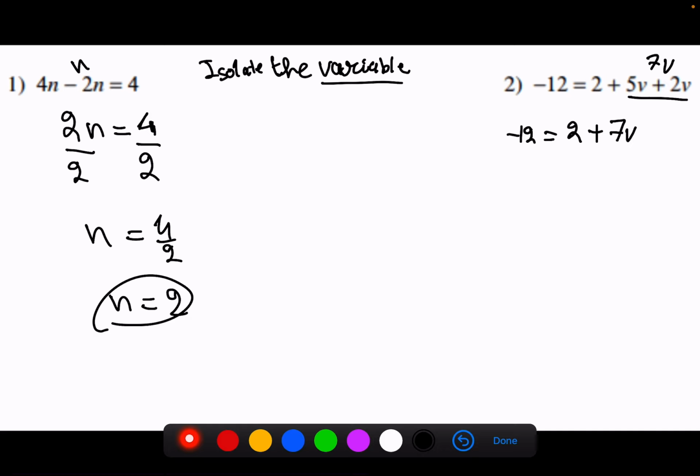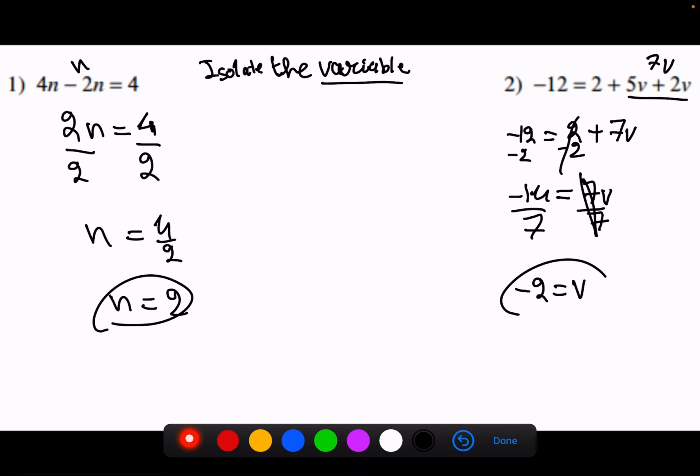Then my end goal is always to isolate the variable. So I want to have the v's alone on one side, so I can now subtract by 2. So I have negative 14 is equal to 7v, because this cancels out. And now I want to get the v alone, so I divide both sides by 7. So 7 is going to cancel out here, so 7 over 7 is 1, and negative 14 over 7 is negative 2, because 7 times negative 2 is negative 14. So I can write this as negative 2 is equal to v.